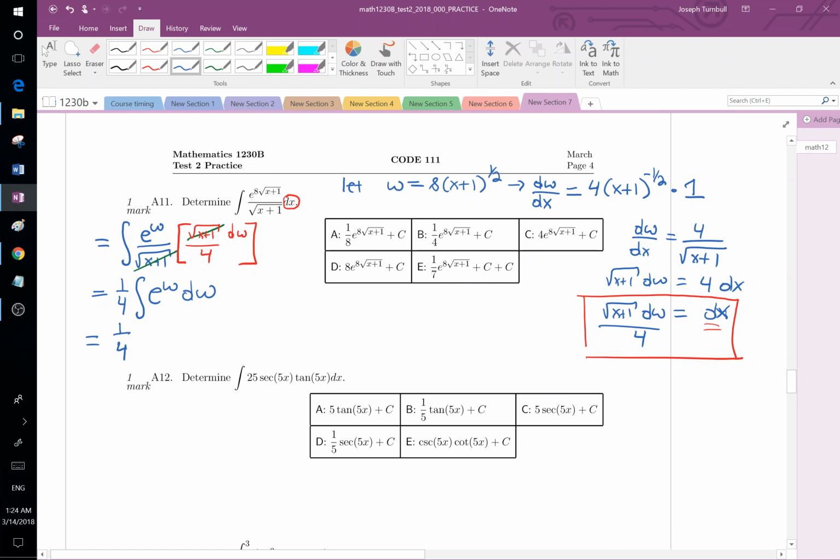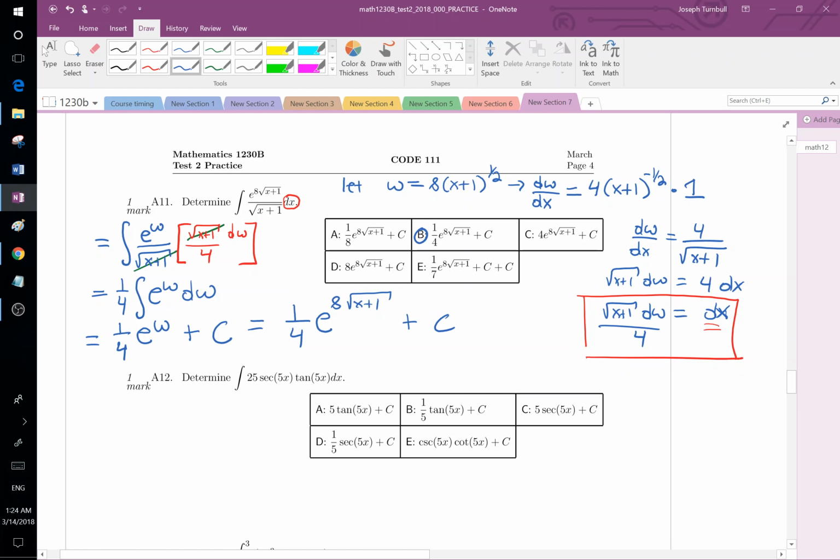Now we take the antiderivative of e to the w, and the derivative of e to the w is just e to the w, and then we have a plus c, and we can reverse our substitution, and we can put w back as what it was. E to the 8 times the square root of x plus 1 plus c. So the 1 with the 1 over 4, option B.